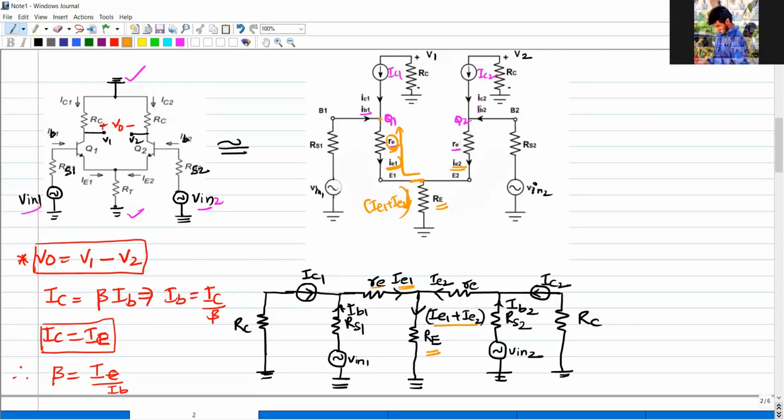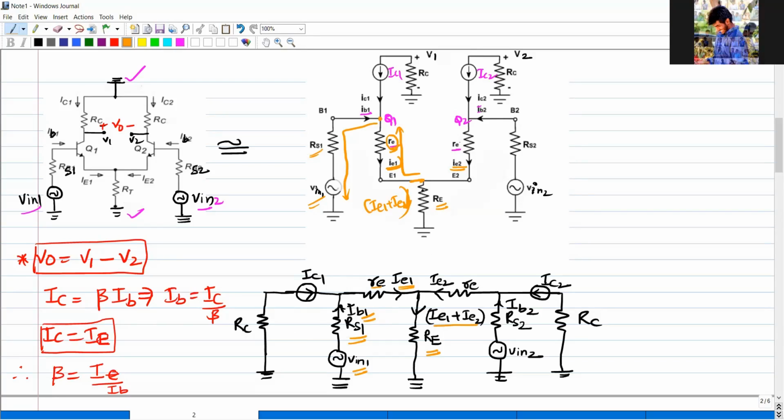Next, from this point to this point, after RE, tell me what the current is here, what the resistance is, and what the voltage source is. IB1, RS1. The resistance is RS1, the applied voltage source is Vin1, and the current flowing through this one is IB1. Is it right? Yes, sir.